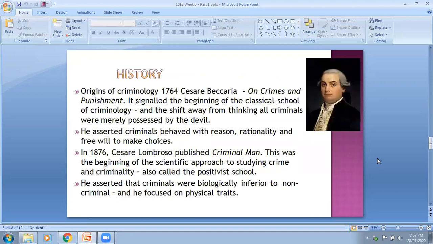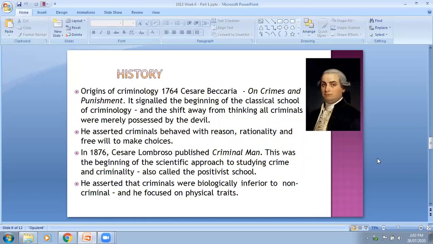Okay, the history. Cesare Beccaria published his book on crimes and punishment in 1764, and this time in history was called the Age of Enlightenment. It began the shift away from thinking that all criminals were merely possessed by the devil, which was what the church had everyone believe. People who were criminals were possessed by the devil. Beccaria asserted that criminals behave with reason, rationality, and free will to make choices.